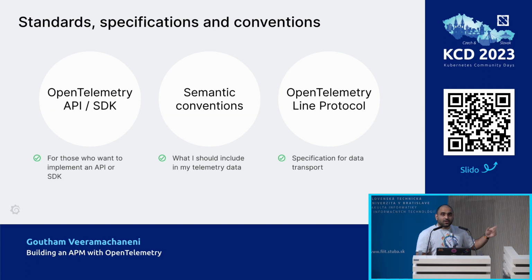Semantic conventions define what needs to be measured and what it needs to be called. So for example, for HTTP requests, it says the metric name should be HTTP request duration. It needs to have these required labels, these recommended labels, and these optional labels. It defines the data structure for the most common operations.